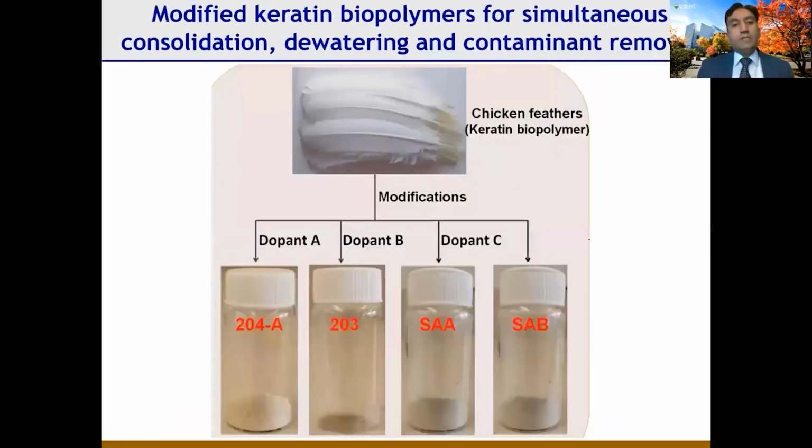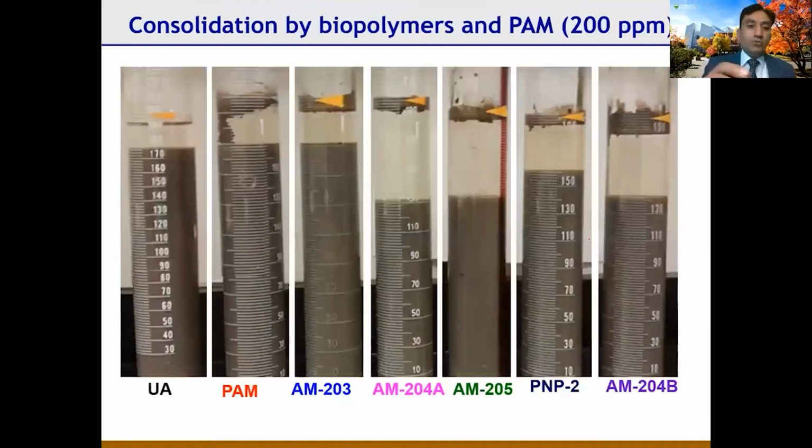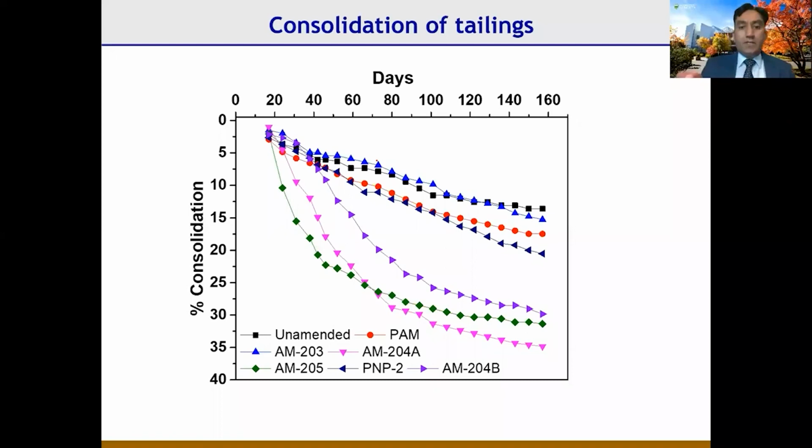Another example is the poultry feather-based sorbents or biopolymers that were used to consolidate the tailings. As I said before, tailing consolidation is a major issue. The most commonly used polymer is polyacrylamide, which is a synthetic polymer. It's an expensive polymer. You can see here in comparison with this polyacrylamide, we have some keratin-based sorbents which can consolidate better. We also looked at the percent consolidation in 160 days. You can see here the polyacrylamide can get to about 15% consolidation, and we can get about 35% or so consolidation with some of the keratin-based polymers from poultry feathers.